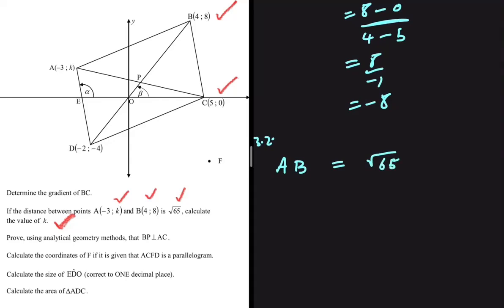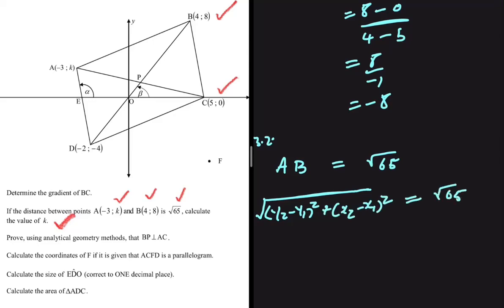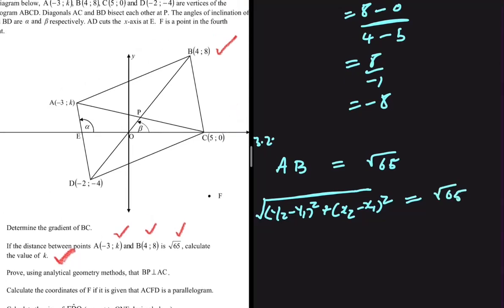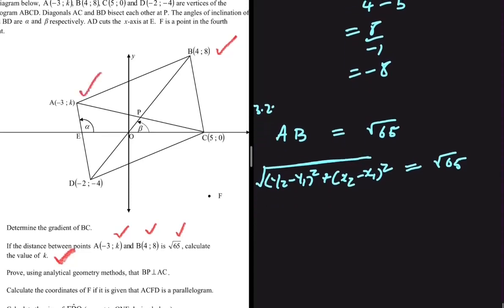So let's have the distance formula. If we do that, we're gonna have y2 minus y1 squared plus x2 minus x1 squared being equals to square root of 65. So when we substitute the coordinates of A and B, the only unknown variable we're gonna have is K, and then that is how we are going to find it. Let's go ahead and do that.